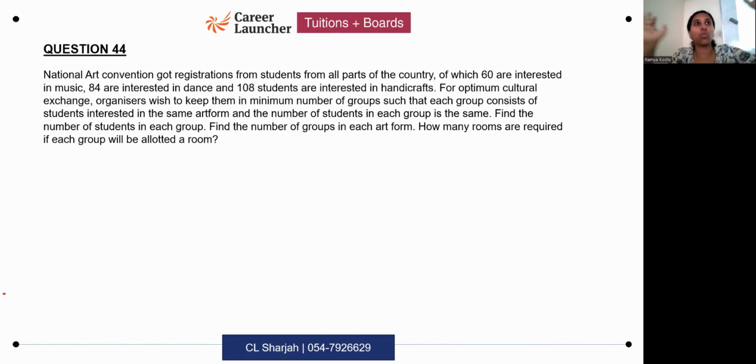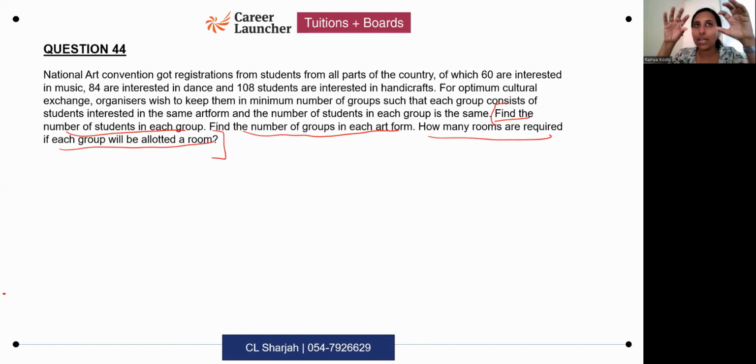What I would advise you when the questions are so lengthy is to go to the main question first, the end sentence. Go to the last sentence. Find the number of students in each group. Find the number of groups in each art form. How many rooms are required in each group? So there is grouping involved. Whenever there is grouping involved, usually it means you're finding a factor. When you're grouping stuff, you're finding a factor.